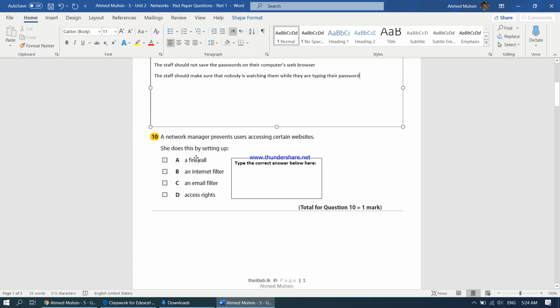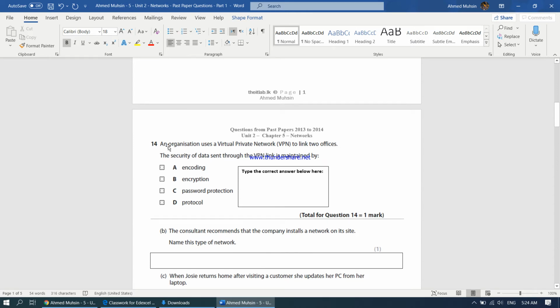Next one, it goes on to say: a network manager prevents users accessing certain websites. She does this by setting up what we call an internet filter. Okay, so when you have an internet filter, you can say which websites are allowed and which websites are not allowed in your network.